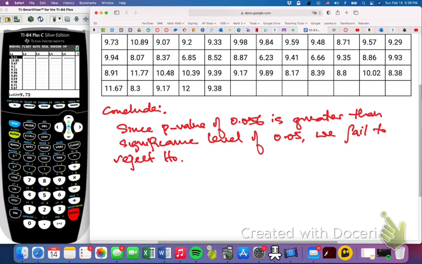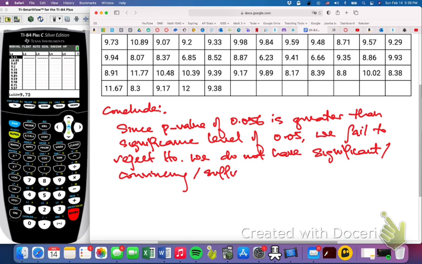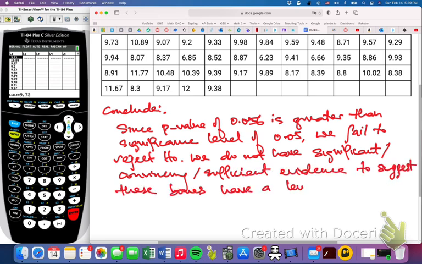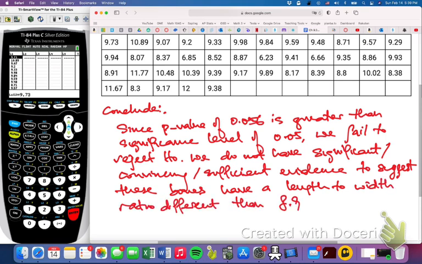And in this case, if your p-value is so close to the significance level, that means there might be some error somewhere. I would advise you to actually do another sample, right? Get another 41 sample somewhere, and then conduct this t-test again. So we do not have significant or convincing or sufficient evidence to suggest that these bones have a length to width ratio different than 8.9.